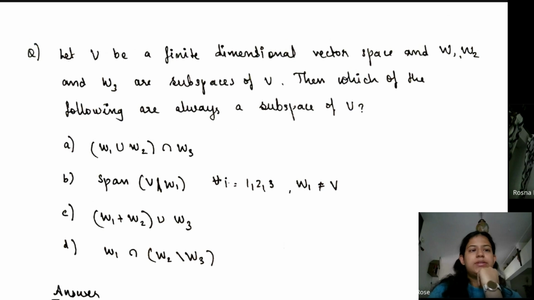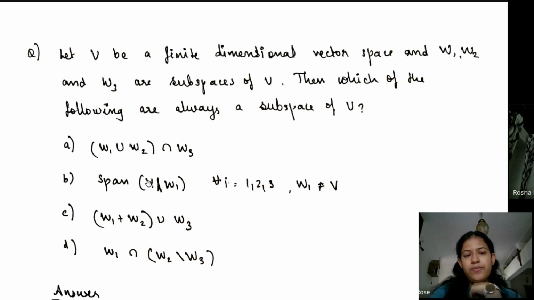Then the next question is, let V be a finite dimensional vector space and W1, W2, W3 are subspaces of V. Then which of the following are always a subspace of V? Option A is W1 union W2 intersection W3.